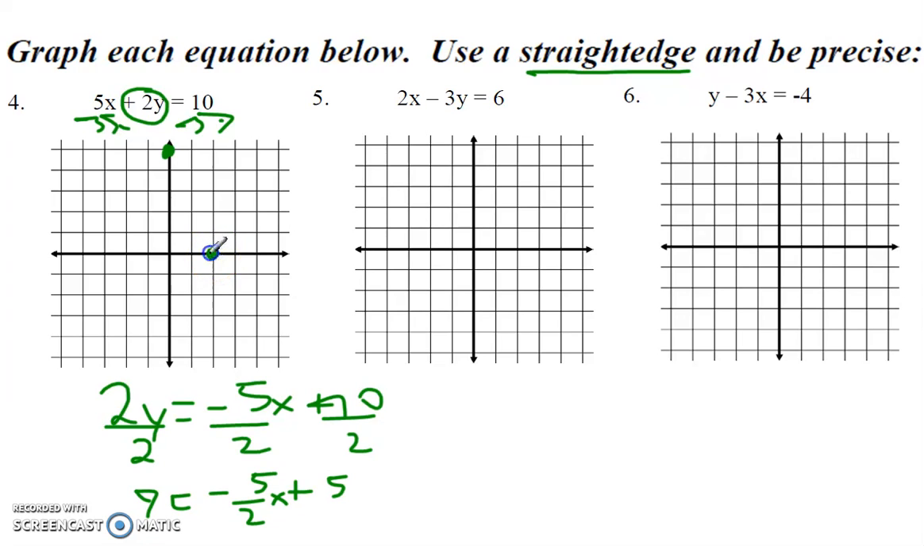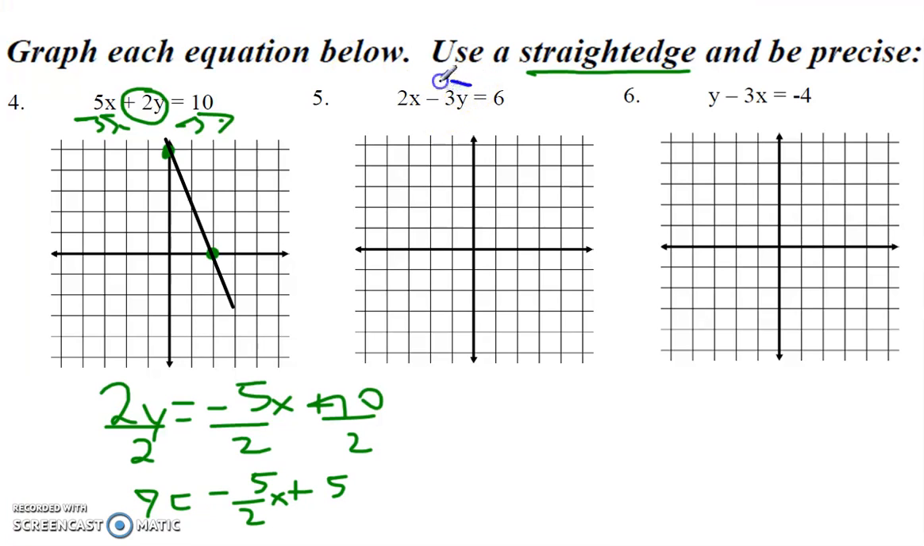Now if you've done the x and y intercepts, that's also what you would have gotten here. And then you get a straight edge, and you make a straight line through the points, not just to the points. Okay, make sure that line goes through those points, like so.